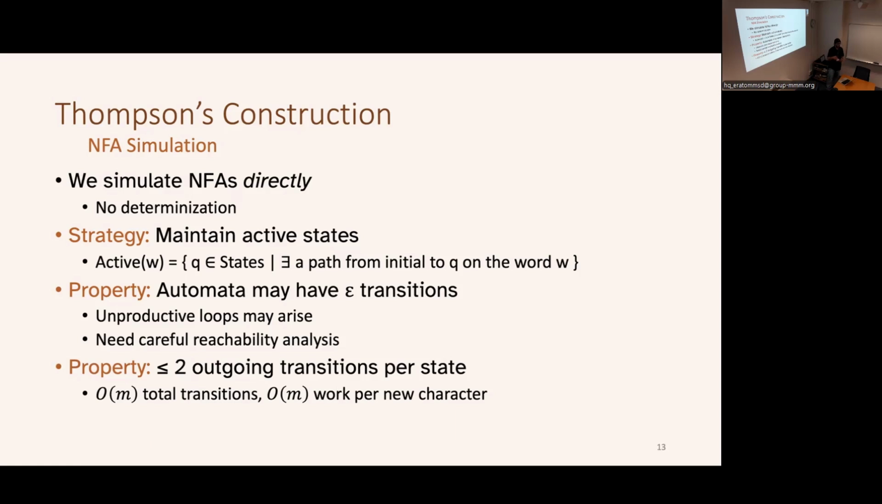This means that the graph has O(M) many edges, and this means that we would be doing O(M) work per new character. So M is the size of the regular expression that we started with.